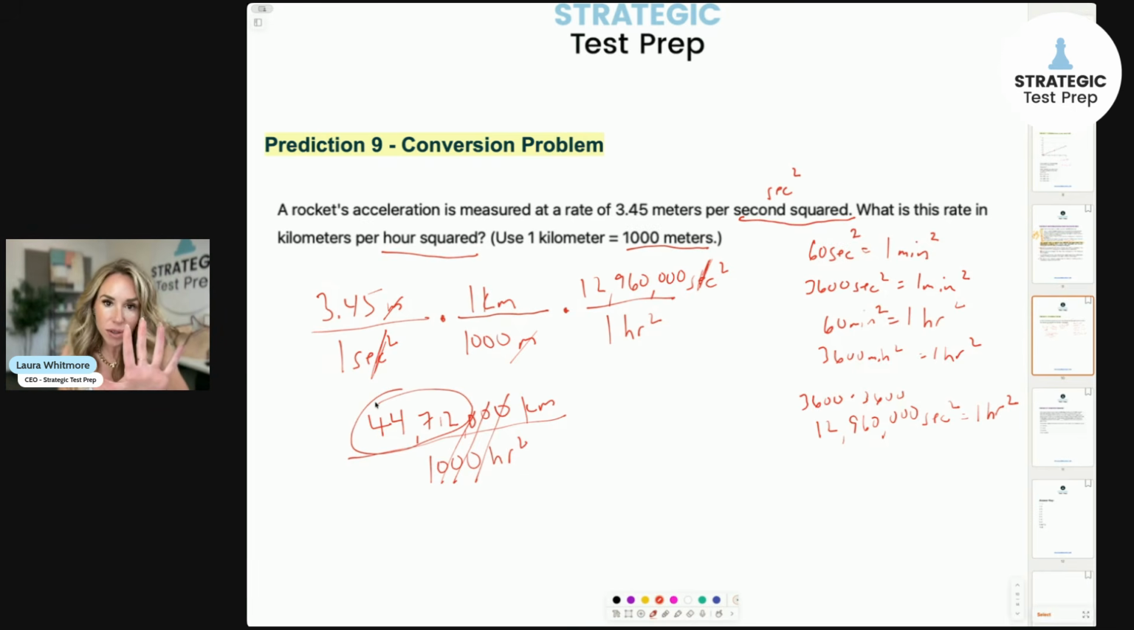You've got 5 spaces to fill in your answer when there's no multiple choice. 44712, boom, you're done. It fits perfectly. If you end up with a 6-digit answer, question that, go back to the drawing board. You probably made a careless mistake.